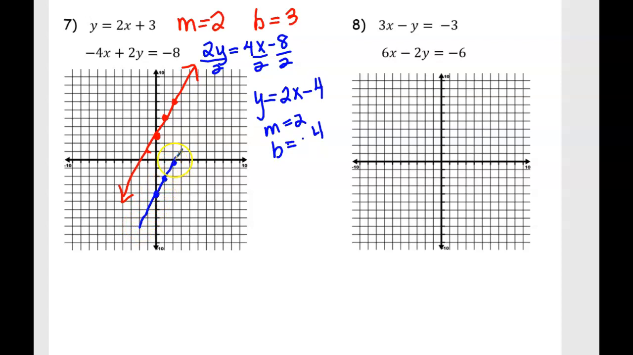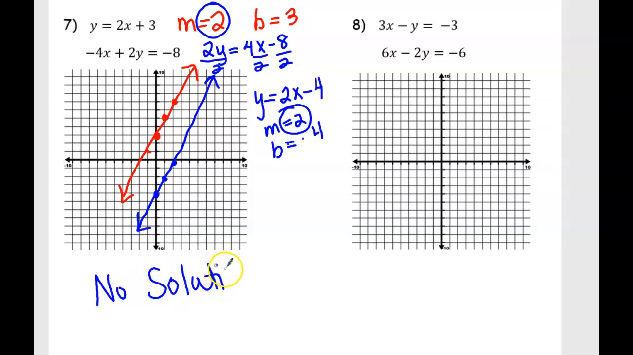So what you can see here is an example of two lines that will never intersect. And they'll never intersect because, look, they have the same slope. And if they have the same slope, we know they're parallel. Parallel lines never intersect. So there's no point, there's no solution. It's a simple answer. There will be no solution.